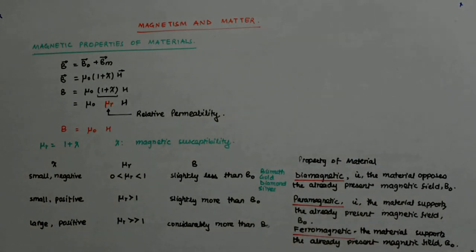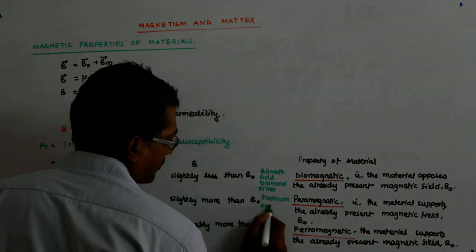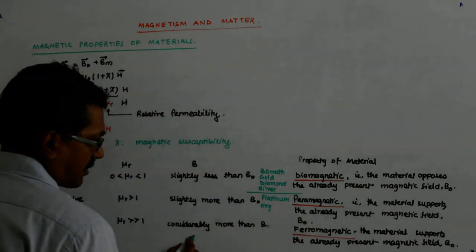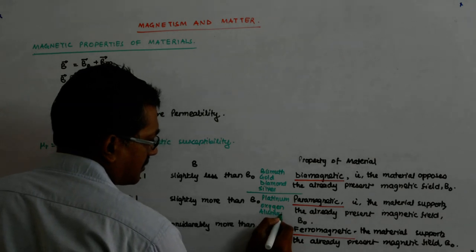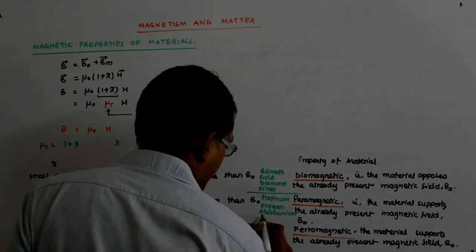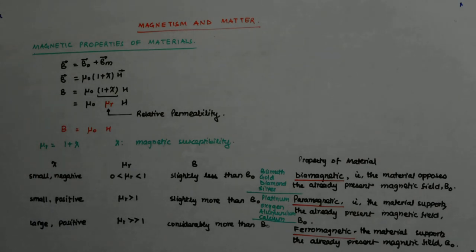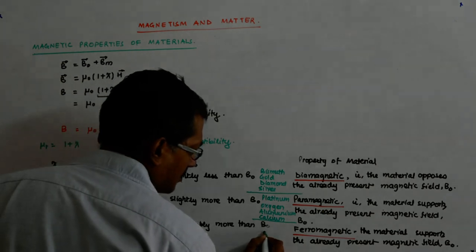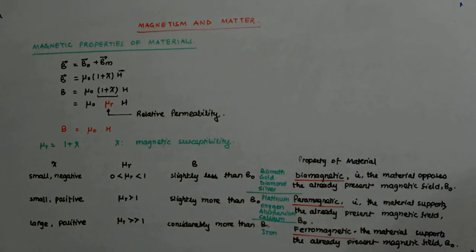If I come to paramagnetism: aluminum, calcium, lithium, magnesium, oxygen, platinum. Okay? So platinum, oxygen, aluminum, calcium. For ferromagnetic, iron. Ferrous, okay, so iron. Iron is a ferromagnetic material, and we'll see the usage. It is a big advantage. Fine.